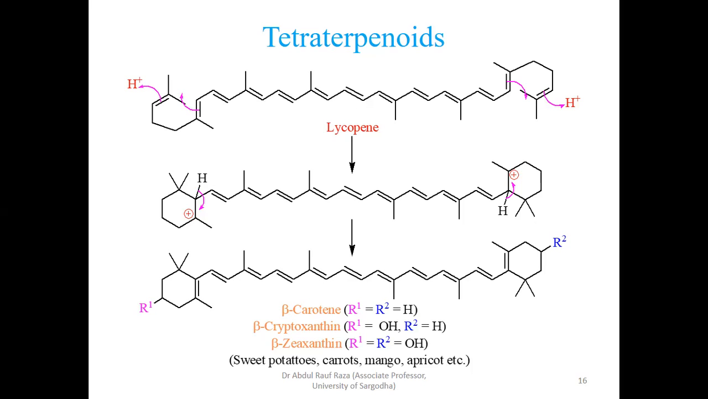The core of the carrot root is different from the reddish outer part. But inside is the core, and that core, you see, is orange in color. That contains beta carotene. I hope it is clear.